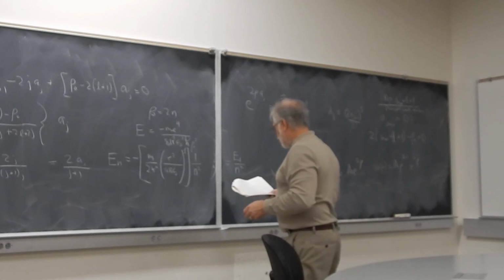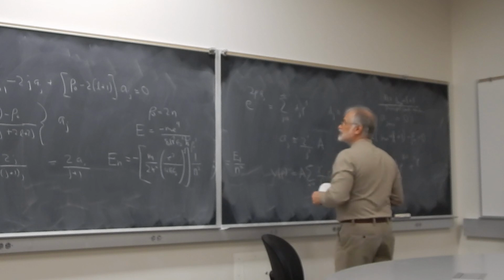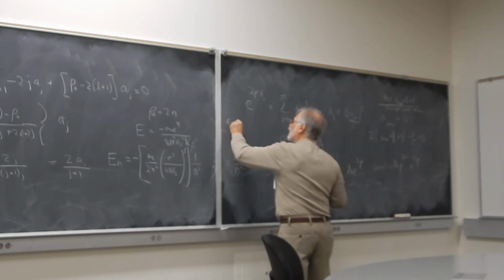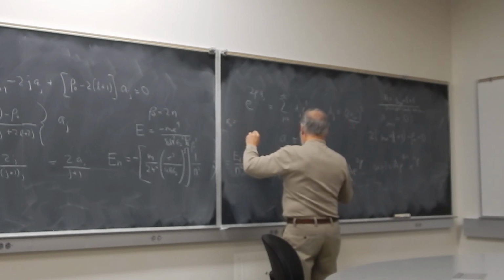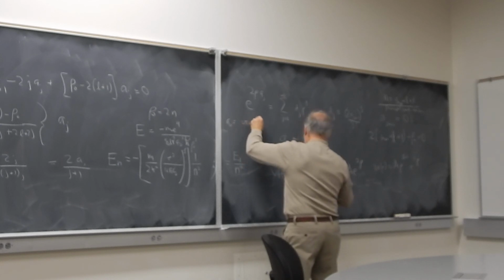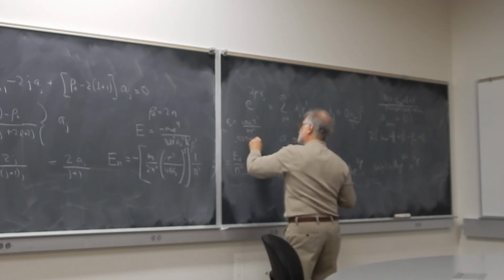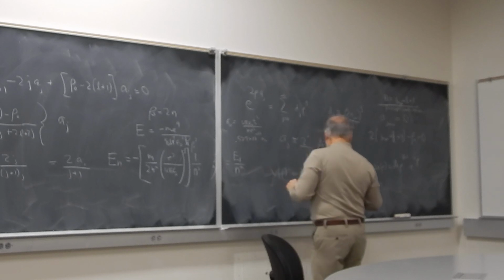I can solve for a radius, a Bohr radius, which we'll call A naught, is equal to 4 pi epsilon naught h bar squared over m e squared. That's the Bohr radius, and it's 0.529 times 10 to the minus 10 meters.